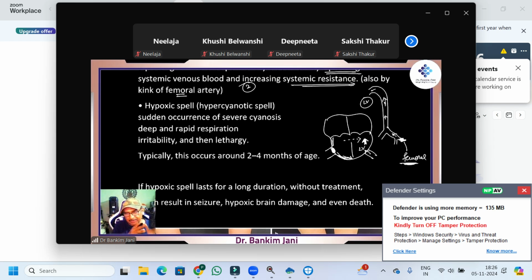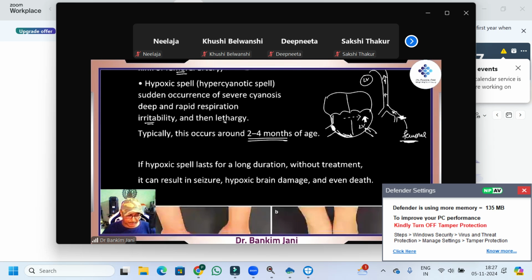Because the amount of blood which is getting pushed into the left side is so much more, the patient starts breathing deep and rapid respiration, irritability because of the more carbon dioxide, and lethargy. Patient will become एकदम थक के गिर गया जैसा, right? Lethargy, unable to move. Typically, this occurs around 2 to 4 months of age, because initially the requirement is less. As the body starts growing, tissue starts growing, they start demanding more oxygen, more nutrition, and then the trouble occurs.